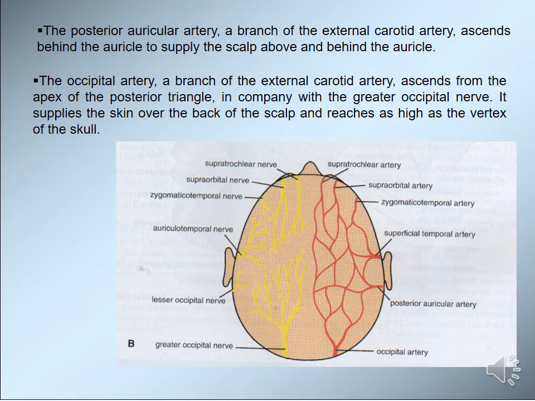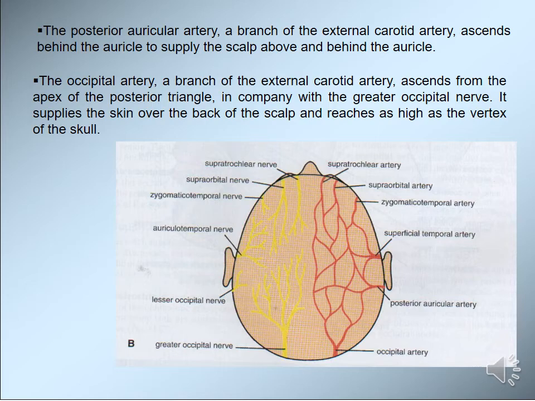We have two arteries that are branches of the external carotid artery from the posterior side: the posterior auricular artery and the occipital artery. The posterior auricular artery, a branch of the external carotid artery, ascends behind the auricle to supply the scalp above and behind the auricle.